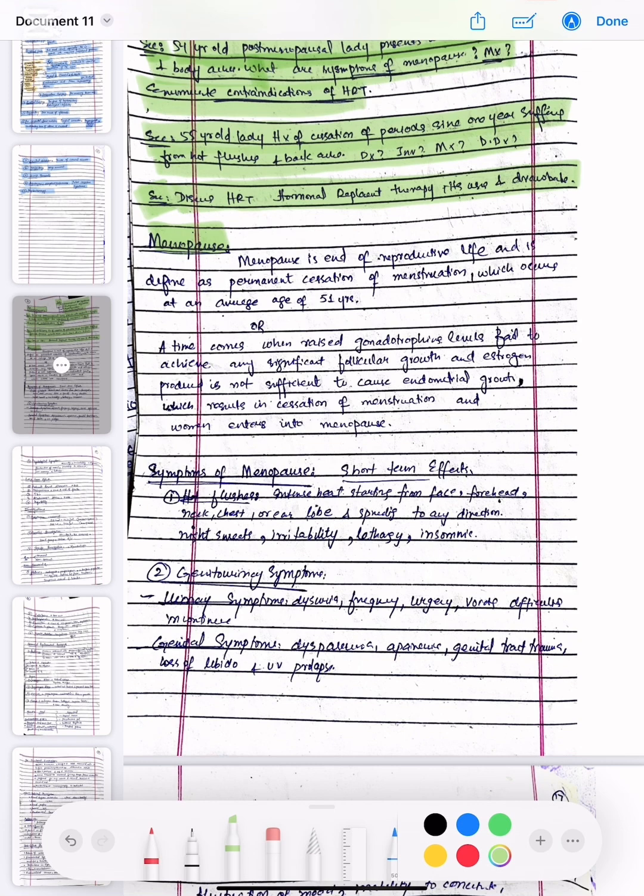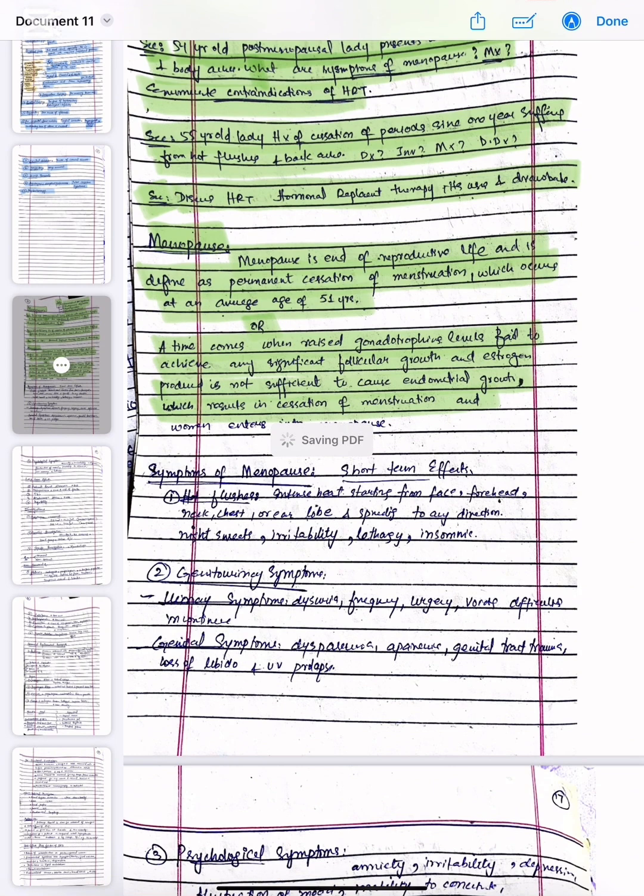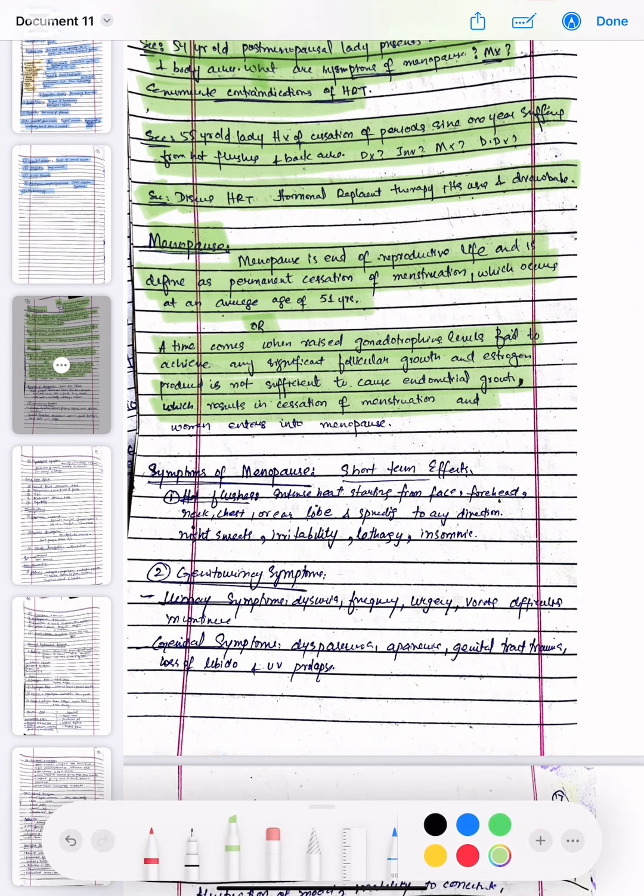What is the definition? Menopause is the end of reproductive life and is defined as the permanent cessation of menstruation, which occurs at an average age of 51 years. Or a time comes when raised gonadotropin levels fail to achieve any significant follicular growth and estrogen produced is not sufficient to cause endometrial growth, which results in cessation of menstruation and the woman enters menopause. So this is menopause, the end or cessation of reproductive life.